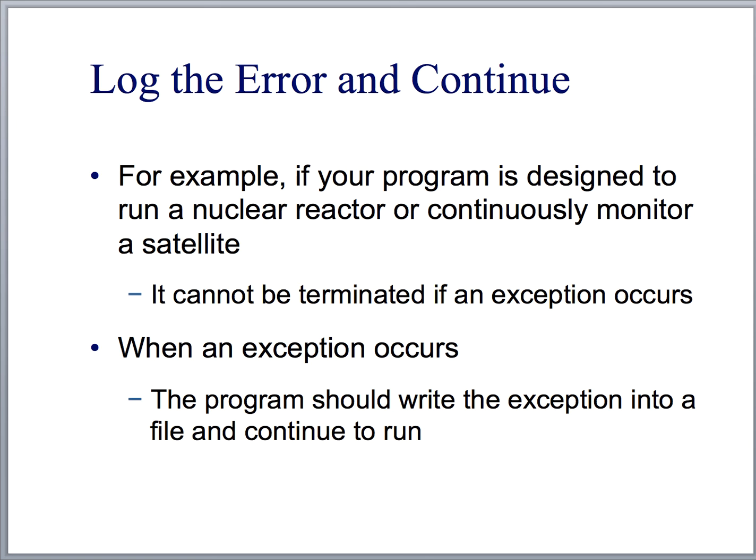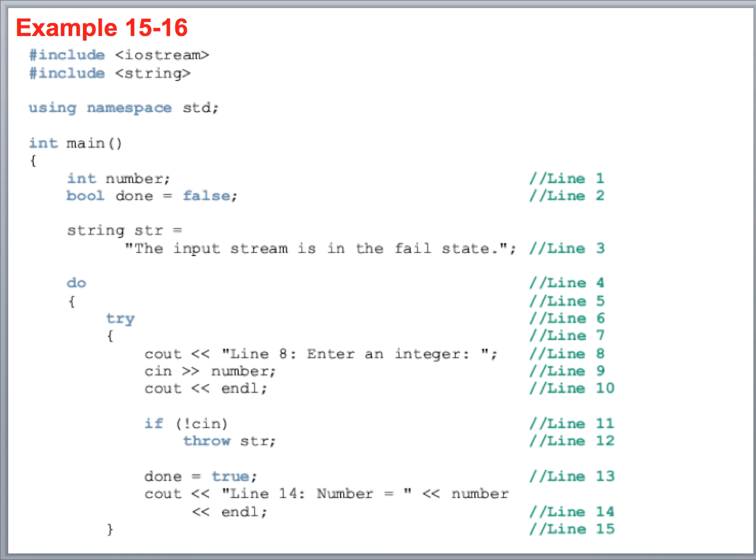And continue to do that until we get valid input. If we're running some kind of a nuclear reactor or monitoring a satellite or something, we can't terminate the code. We just simply need to log the fact that something bad happened or something anomalous happened, and then probably continue running. We can't just shut the program down and say, okay, we're not going to monitor the nuclear reactor anymore or something like that. So typically we'd write an exception into a file and continue to run. And there's a couple examples of doing this.